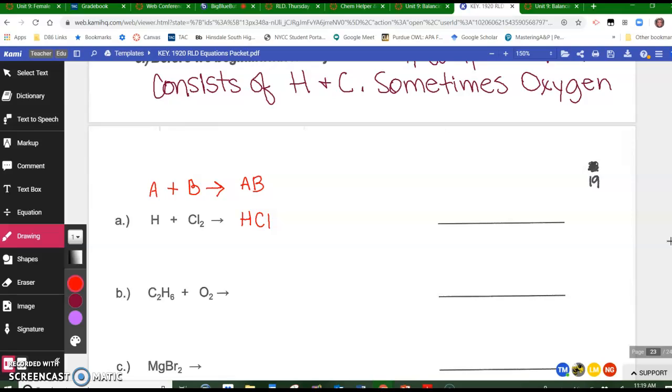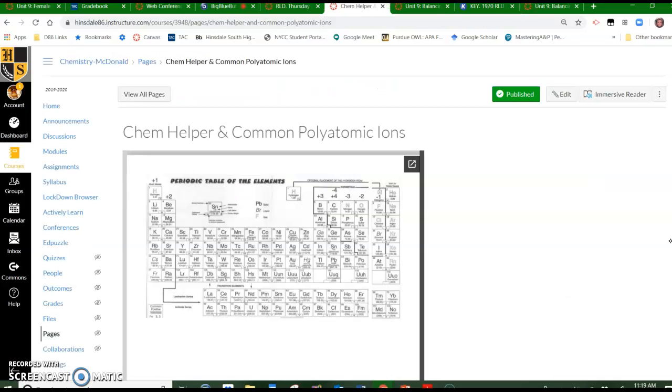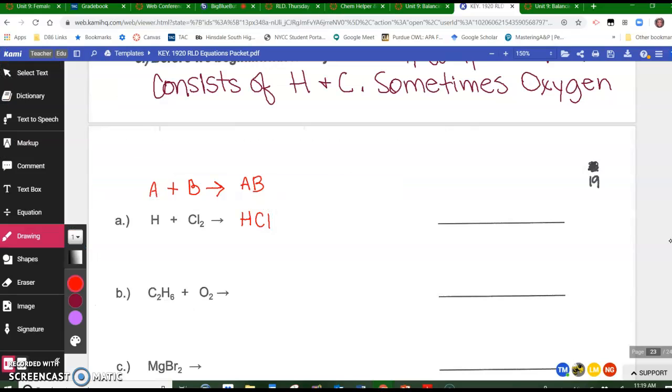But now I have to make sure that my charges are balanced. If you look at your chem helper, we need to find hydrogen, and hydrogen is here and it has a charge of +1, while chlorine is over at the other side and it has a charge of -1, which basically means that 1 hydrogen and 1 chlorine are going to cancel each other out. So I don't need to add any subscripts here in order for my compound to have a total charge of 0. Now I'm on to my last part.